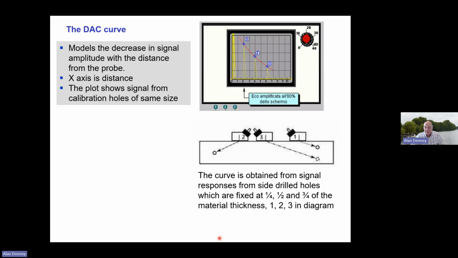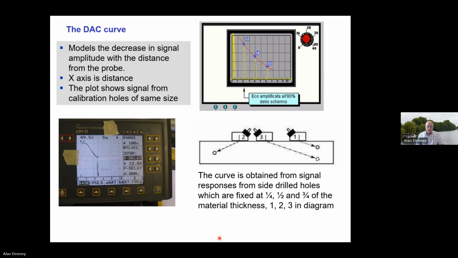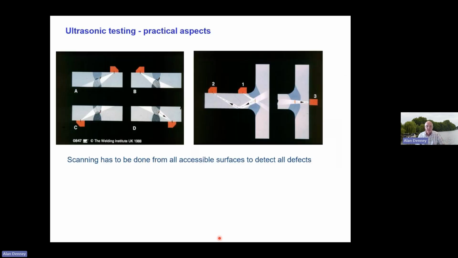You do this calibration with holes in a calibration block, and they're fixed, as it shows in the picture, at the quarter, half, and 3/4 positions of the material thickness, and used to construct that distance amplitude correction curve. And that's one being plotted in real time, as it were. That's a real DAC, and they've plotted a number of points there to produce a DAC. And that curve would come right down to the bottom. It's in process of being prepared.